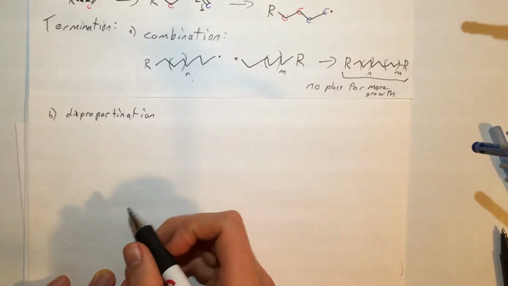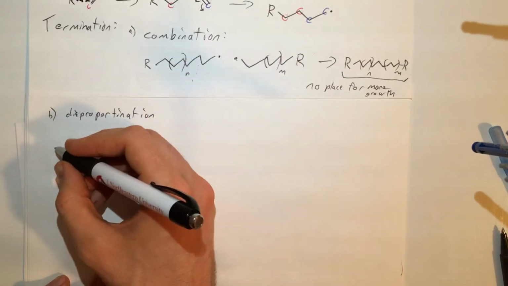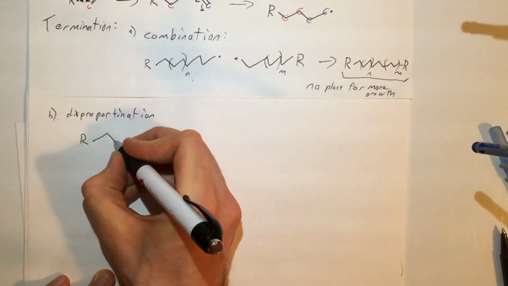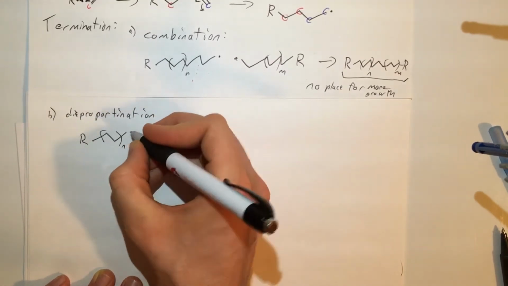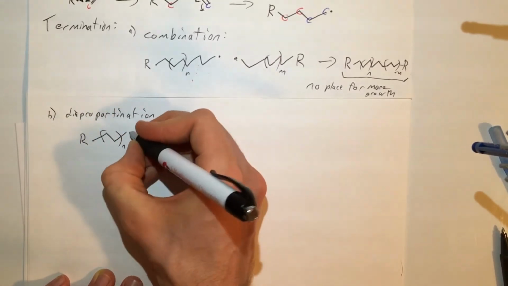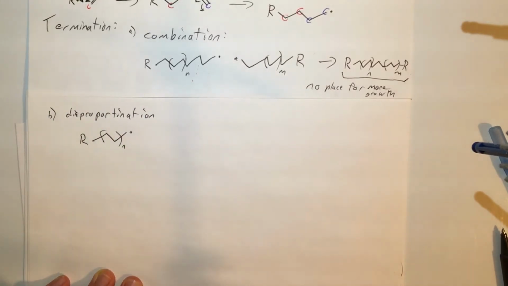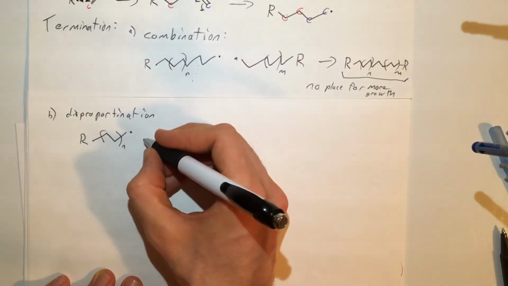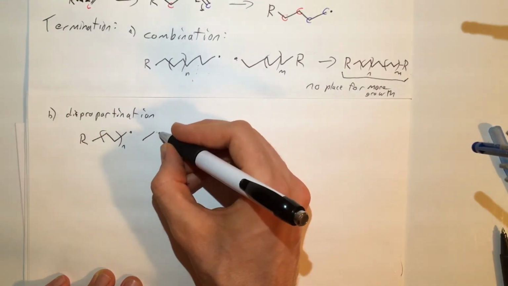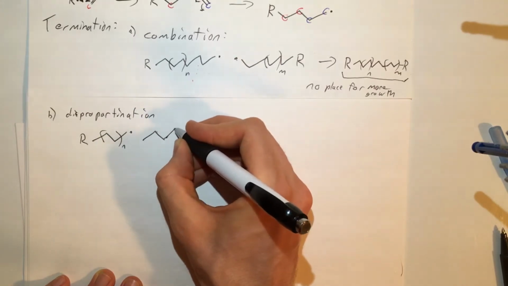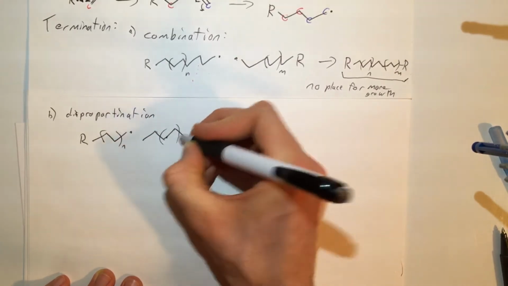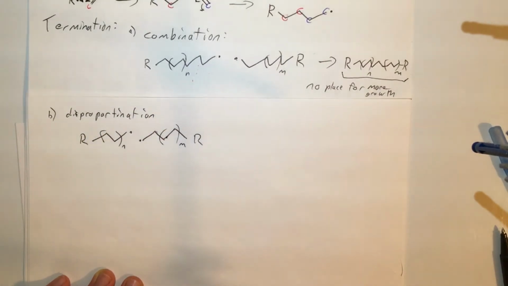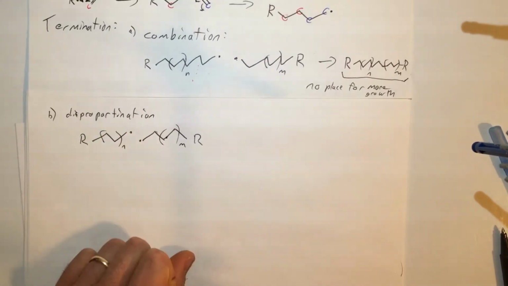Disproportionation, and this involves if we had some radical and we had a chain of length N on it and 1 free radical going on it, and then we also had, for example, let's say another radical, and this could have had M monomers, and then this one has a free radical on the end. So there's a little bit of trickiness that goes here.